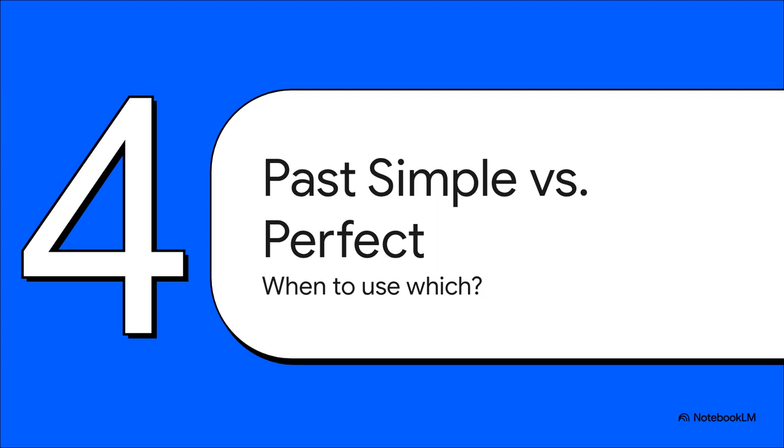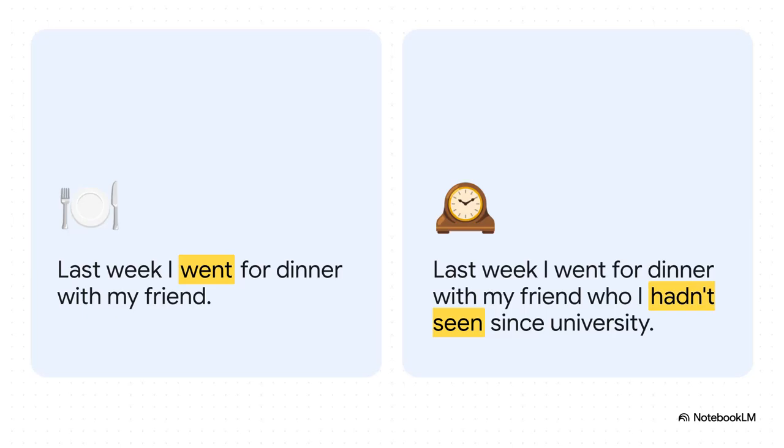All right, Section 4, past simple versus past perfect. This right here is where the magic happens. Take a standard past simple sentence. Last week, I went for dinner with my friend. It's fine. It's an isolated, finished event in the past.